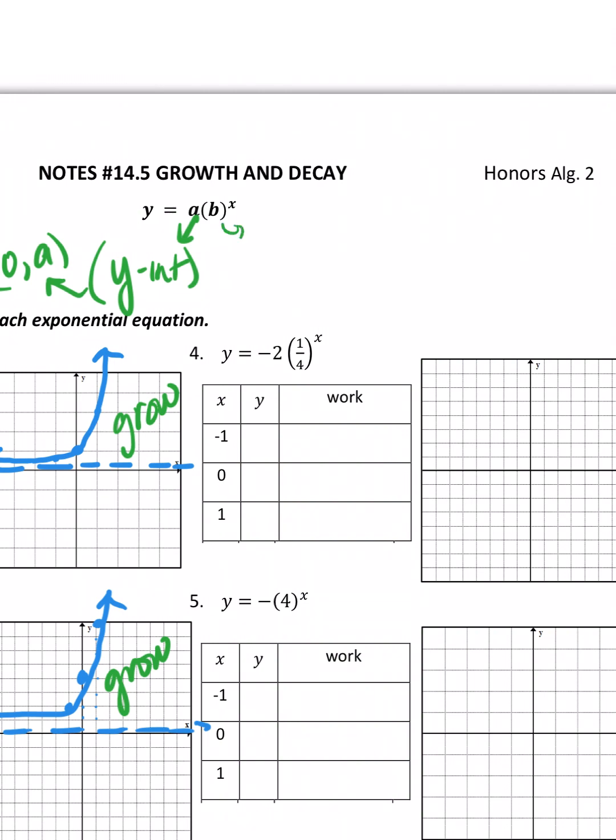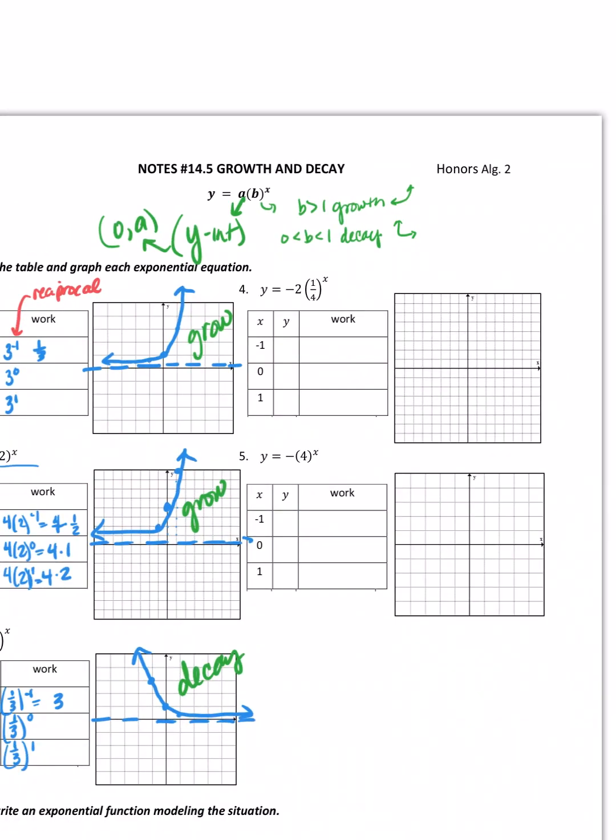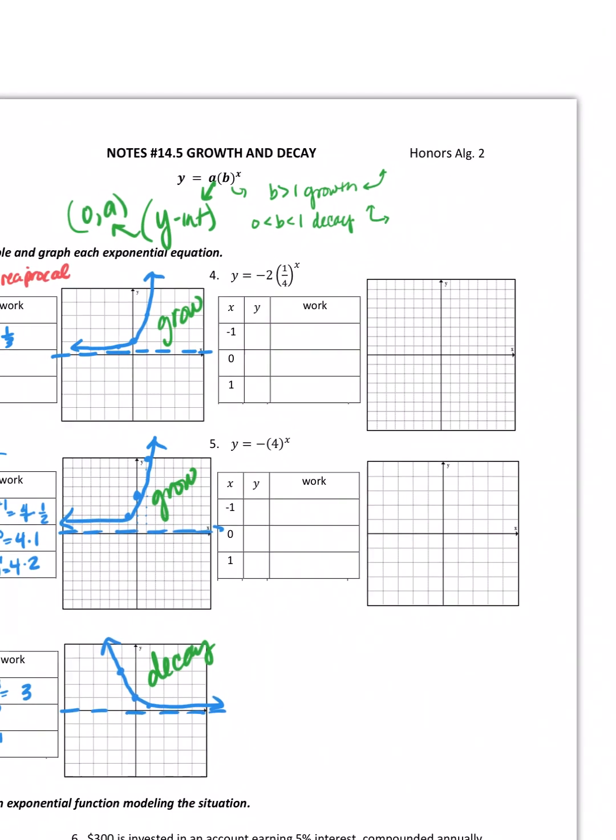All right, if b is greater than 1, that means growth. It's going this way, okay? If b is between 0 and 1, it's never ever going to be negative. If there's a negative, that negative is the a value, okay? The b is never going to be negative. If it's between 0 and 1, that means decay, and that means it's looking like this, okay? Looking like that. Now, let's use these little shortcuts as we do number 5 and 6, okay?